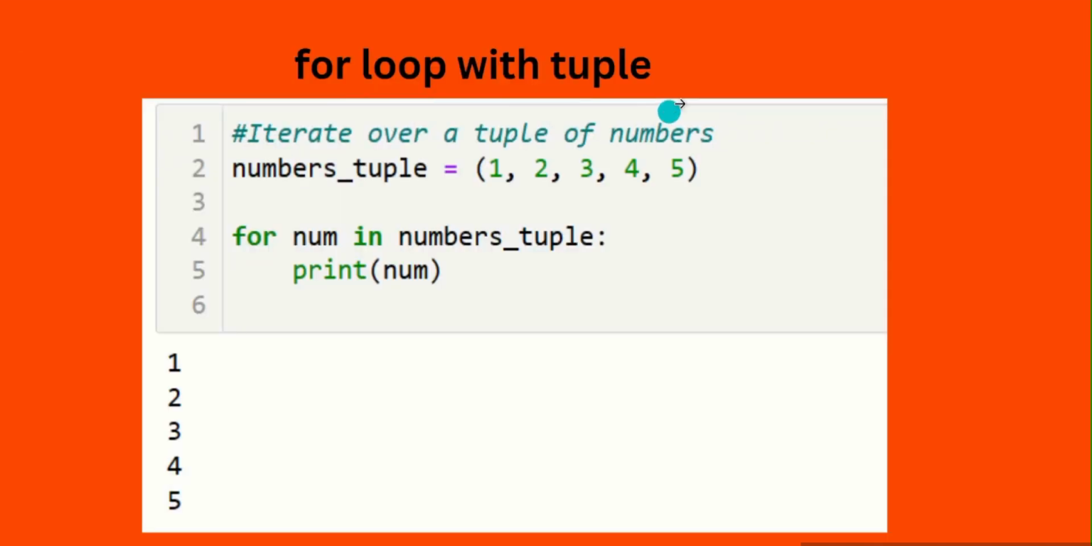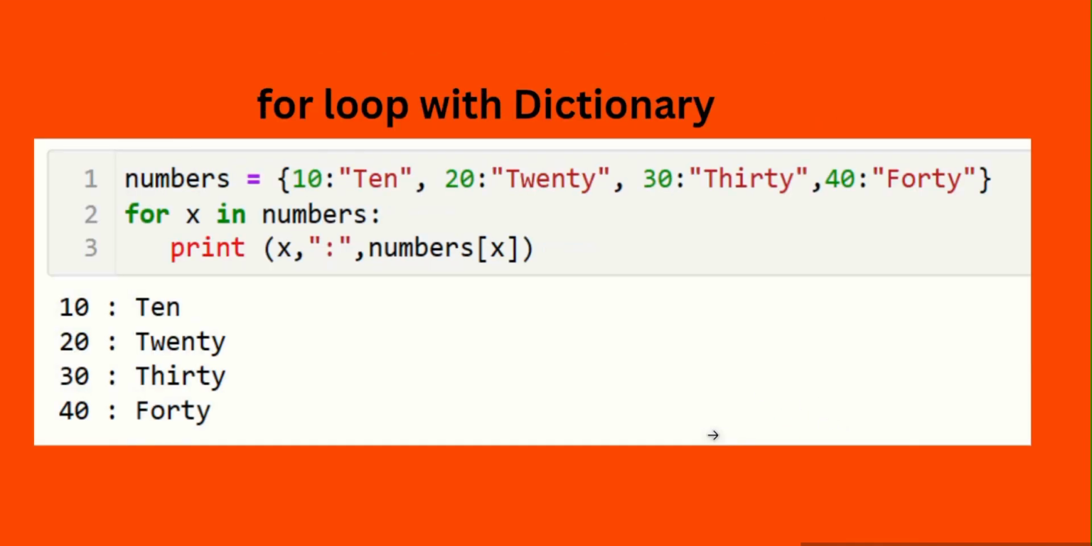Now for loop with tuple. This example is almost similar to the list example. Kindly go through this example. Now for loop with dictionary.